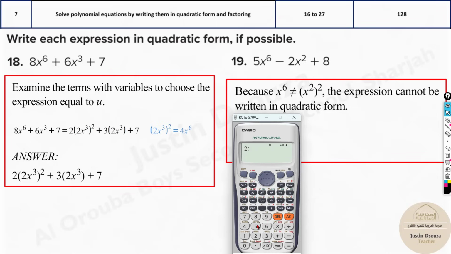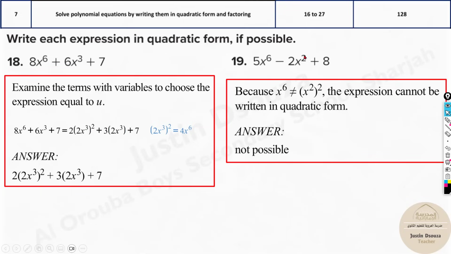I will write 2 into 2x cubed, then close the bracket and square it up, plus 3 into 2x cubed, close the bracket, and lastly plus 7. Now, calculated at 1.5, the answer is the same thing. So this is the correct answer. This is the trial and error method which you can use for these problems as well. Over here, it is not at all possible because I told you it's not a multiple of 2. 2 2s are 4. Over here, if it was 4, you can write in quadratic, otherwise no. Otherwise, this should have been 3. 3 times 2 is 6.